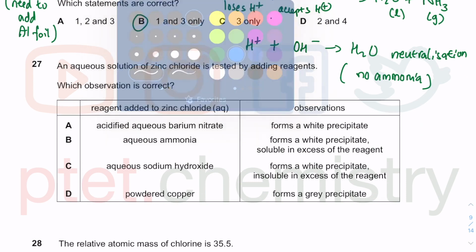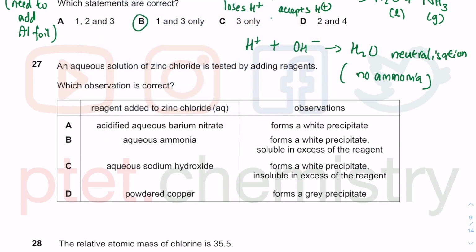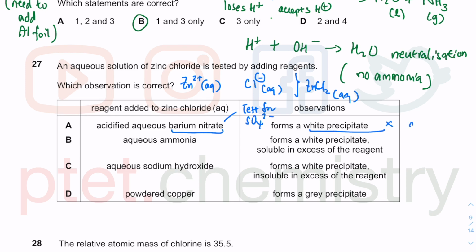Question 27, aqueous solution of zinc chloride. Which observation is correct? You have Zn2+ aqueous cation. You have zinc chloride, so it's Cl minus, ZnCl2 aqueous. We know barium nitrate is the test for sulfate. We have no sulfate at all, so white precipitate is wrong because no sulfate is present.